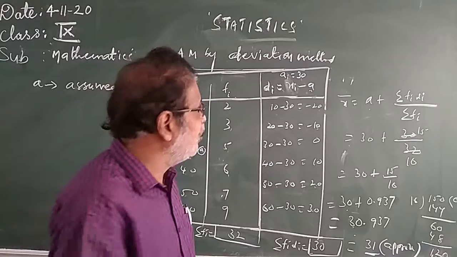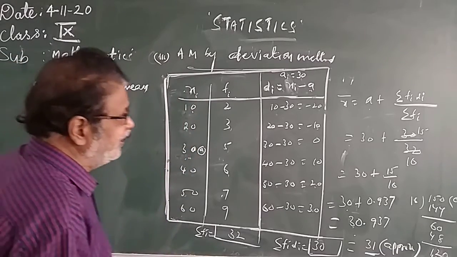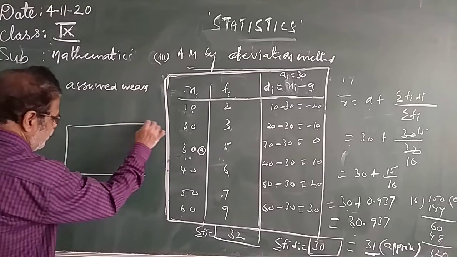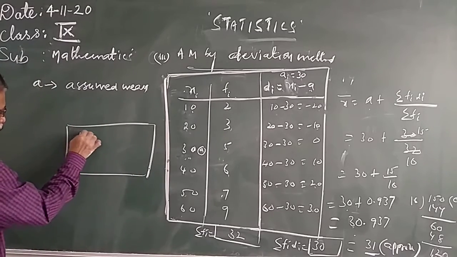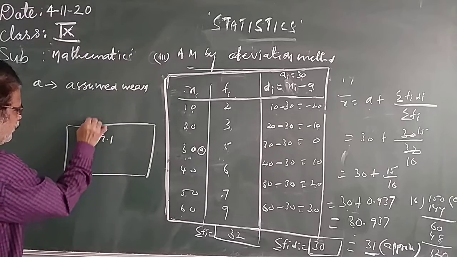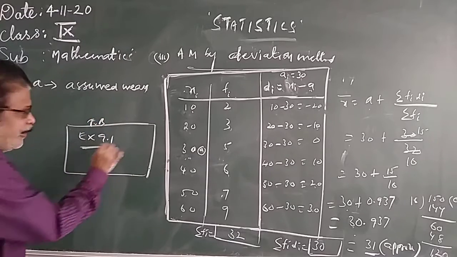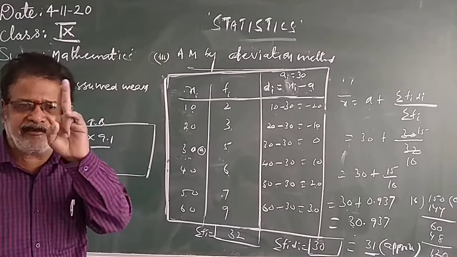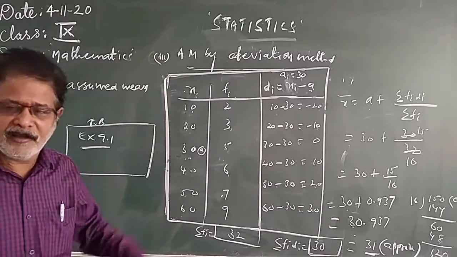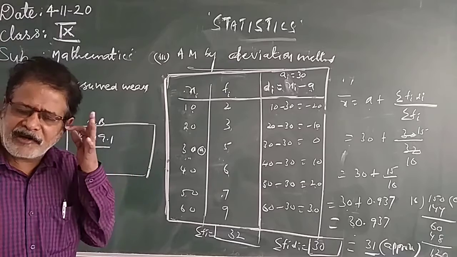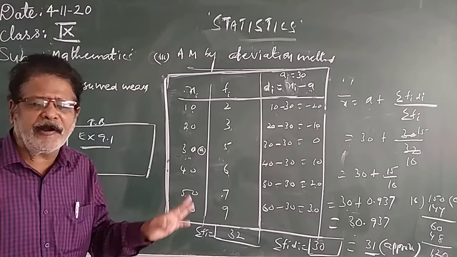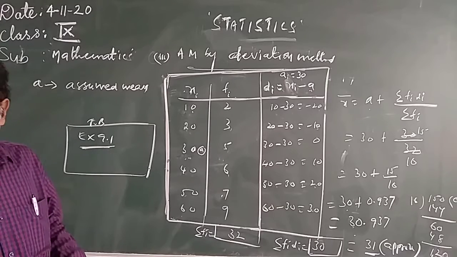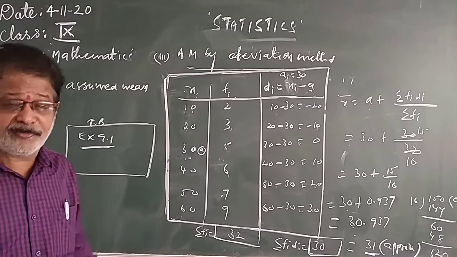So children, what you have to do? Complete exercise 9.1 in the textbook. Textbook exercise 9.1, complete it. There are only two exercises in your textbook in this chapter on statistics, 9.1 and 9.2. Now you complete 9.1. I hope you understood this.